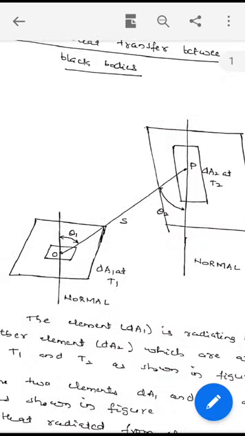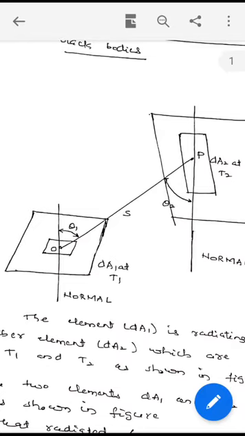Now, radiation energy emitted from dA1 will fall on dA2. The amount of energy radiated from dA1 towards dA2 is equal to the intensity of radiation of dA1 into the projected area of dA1 into the solid angle made by dA2 at dA1. The projected area of dA1 will be dA1 cos theta 1. It is the area normal to the line joining the two bodies.